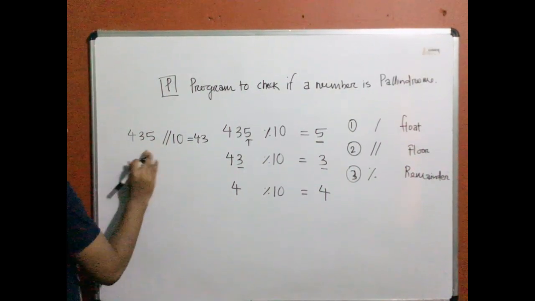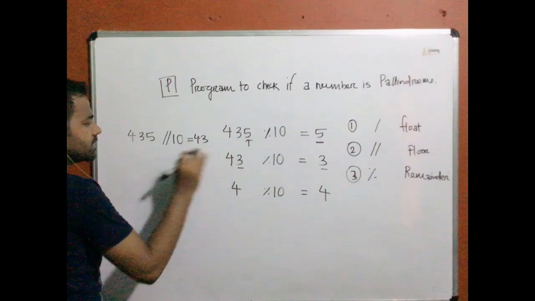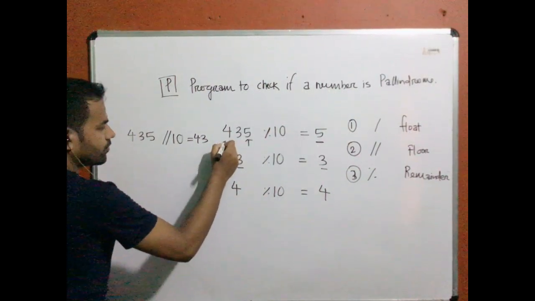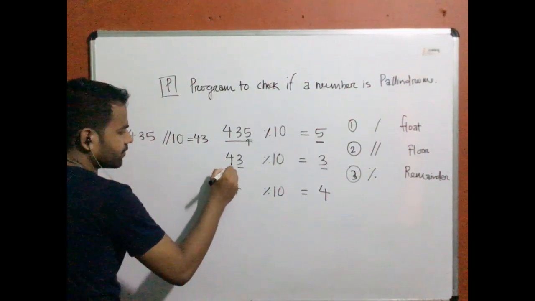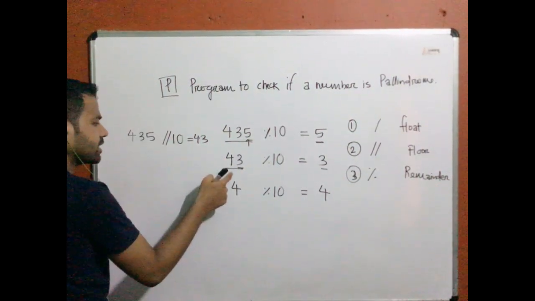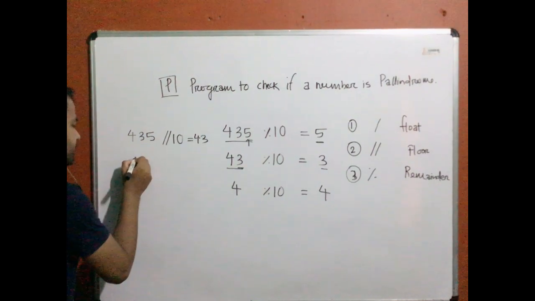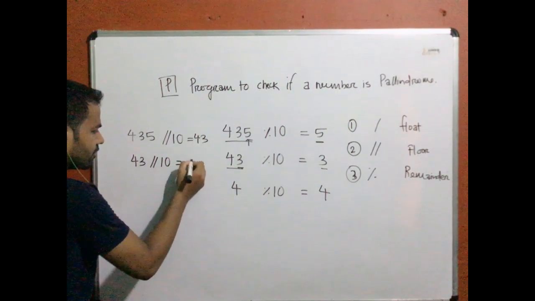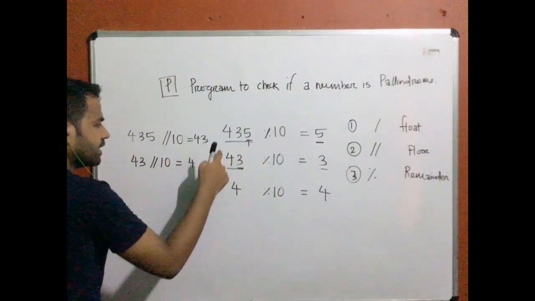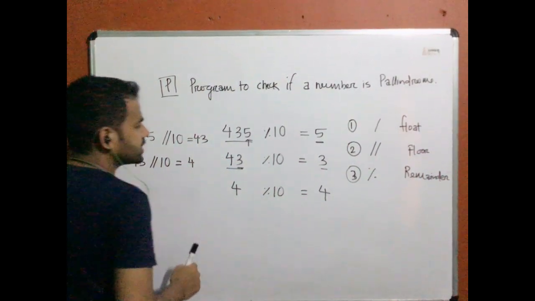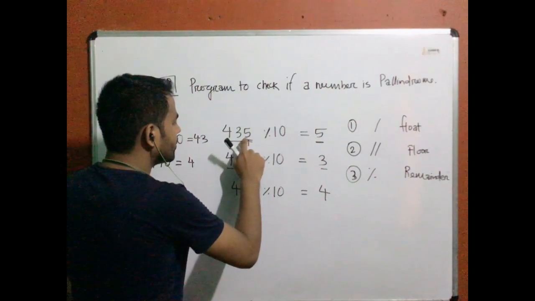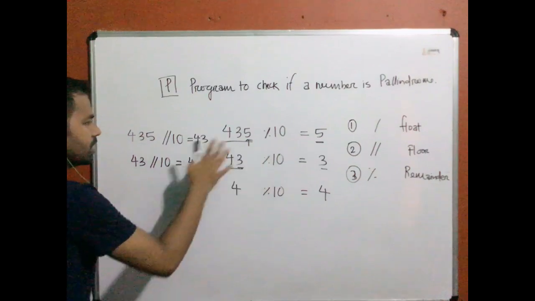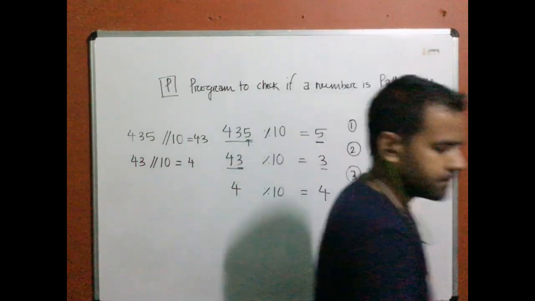So if I perform integer division on this number, then definitely I get 43. From 435 we needed 43, and by this operation I am getting the same output, right? Similarly, if I perform 43 integer division 10, I'm going to get 4. So we can generate this number, and we also understood how to extract the unit digit of a number. So these two things are clear, right?